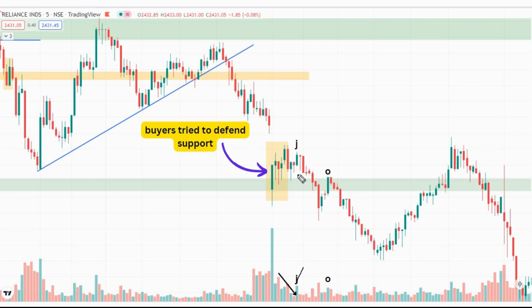Okay, but what happened? If this was all buying pressure, then prices should have broken this level and continued the upward momentum. But what happened? Next candle, there is a hammer formation. Again, buyers trying to defend this level. All these candles indicate that buyers are trying to defend the demand zone and continue the upward momentum.